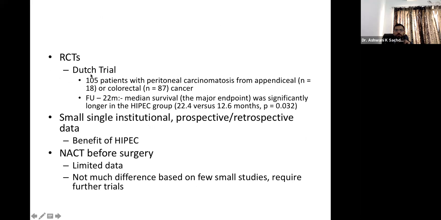Only one randomized control trial, the Dutch trial, has shown that median survival is significantly higher in patients with HIPEC, that is 22 months compared to 12 months for those who do not undergo cytoreductive surgery. And various small institutional and prospective data have also shown some benefit of HIPEC in peritoneal carcinomatosis. The role of neoadjuvant therapy before surgery is limited and there is not much trial data.